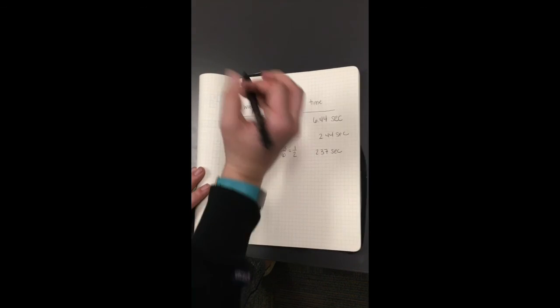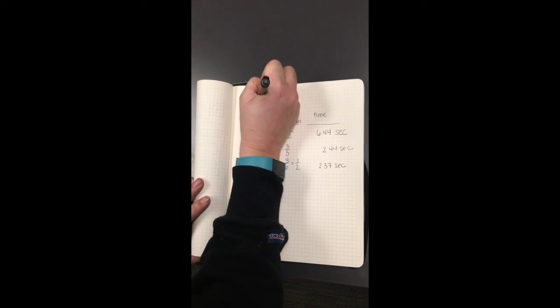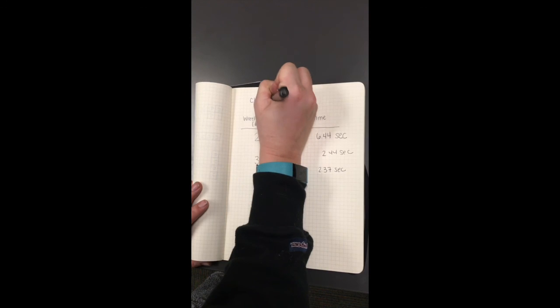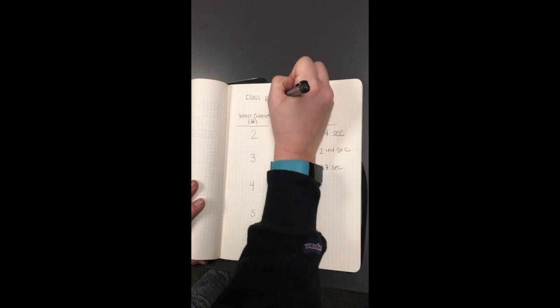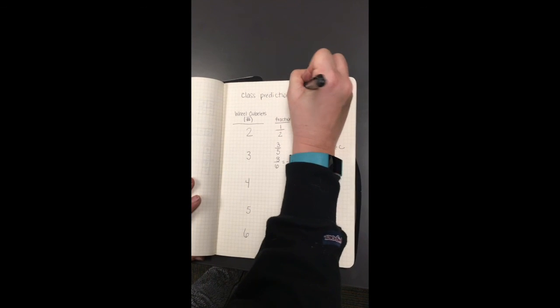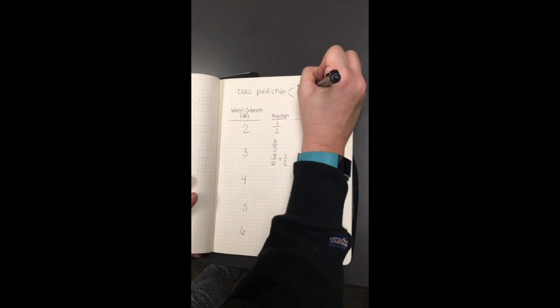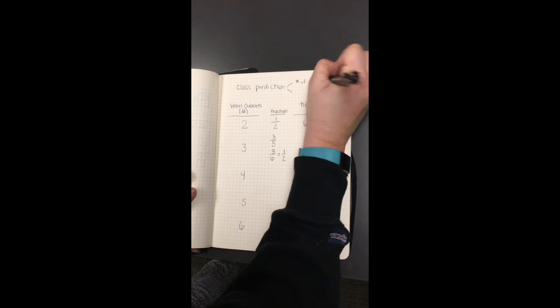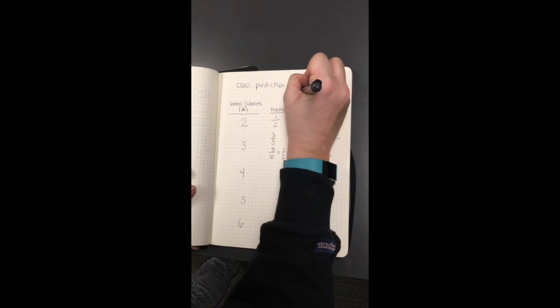Again, I didn't write it on here, but since this is a science experiment, we should always have our class make a prediction of what they think is going to work the best. And for this one, you can do number of wheels and what fraction.